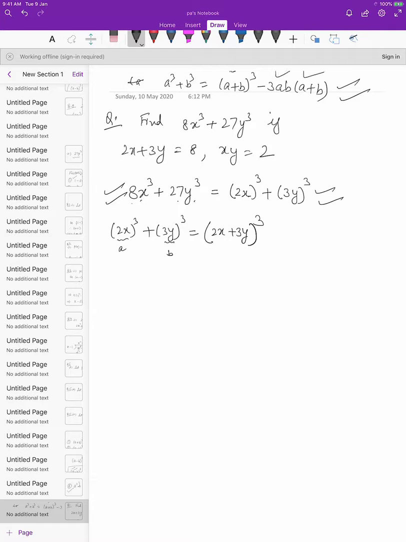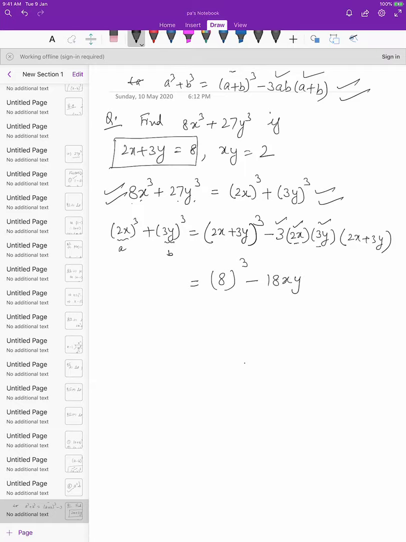So a plus b whole cube minus 3 into a into b. When I say a and b, you should know what is your a and b in this case, into a plus b, that is 2x plus 3y. Now just look at what is given to us. 2x plus 3y is equal to 8, already given. So I can put the value 8 here. It will become 8 cube minus, now multiply this, 3 into 2, 6, 6 into 3 is 18xy into 2x plus 3y. Again 2x plus 3y is equal to 8.